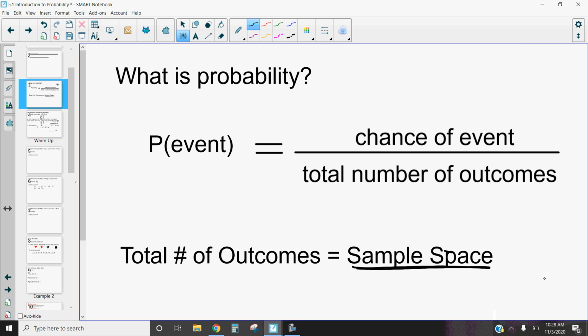Hi, this is Mrs. Kidman, and in this video, we're going to be discussing probability. We're going to look at a couple parts of probability, but a reminder, the probability of an event occurring is the chance of that event over the total number of outcomes. So let's do some practice with finding probability.